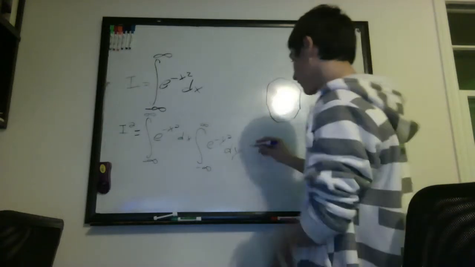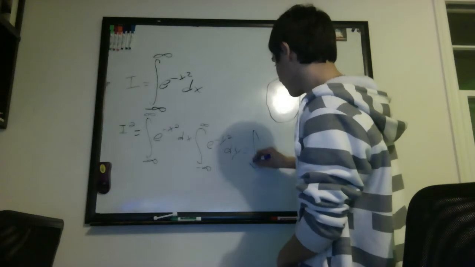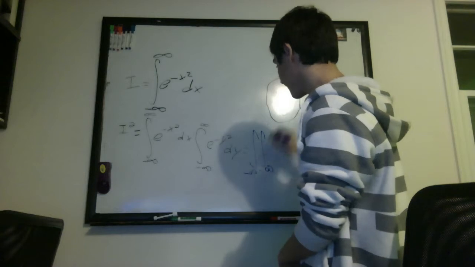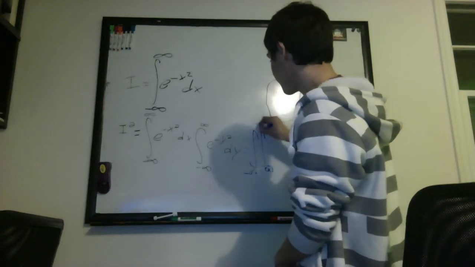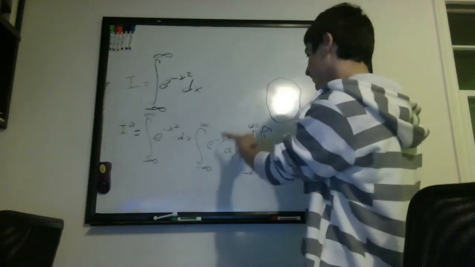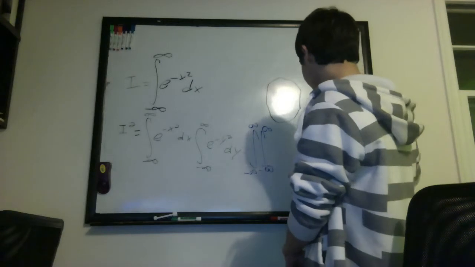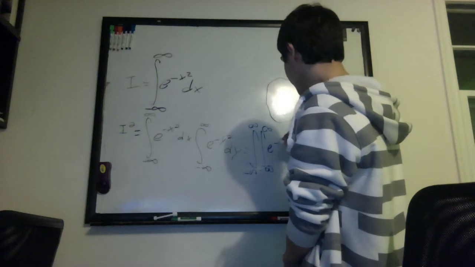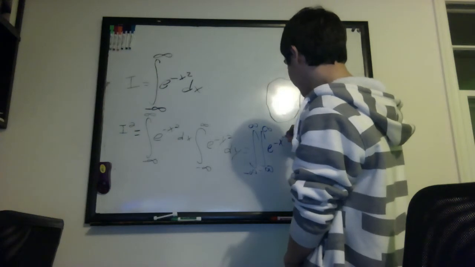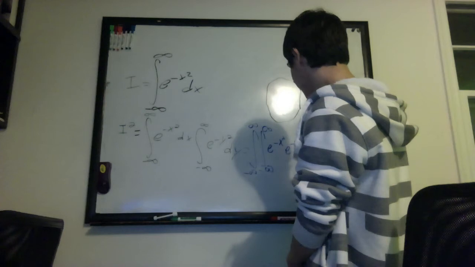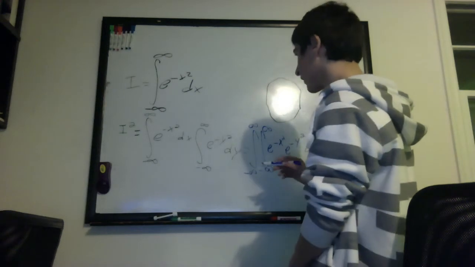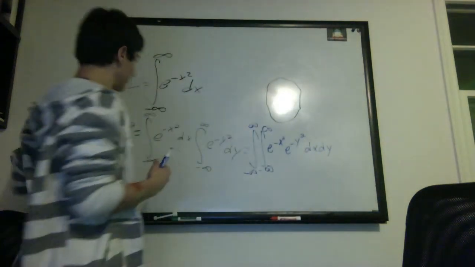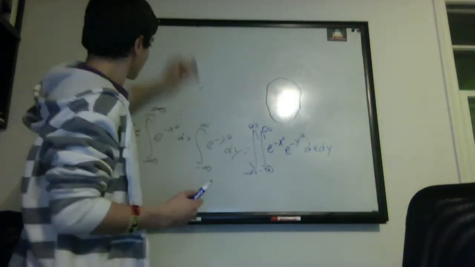So this is equal to the double integral, both of them from minus infinity to infinity. The order again doesn't matter because they're the same bounds. dx dy of e to the minus x squared times e to the minus y squared. Okay, so now what is that equal to? I'm going to erase this.